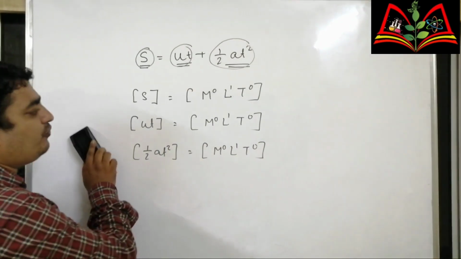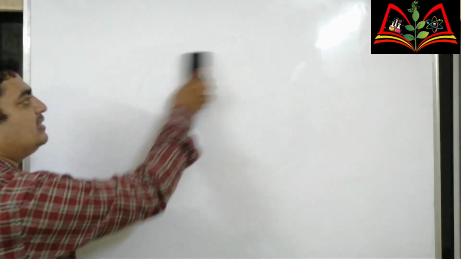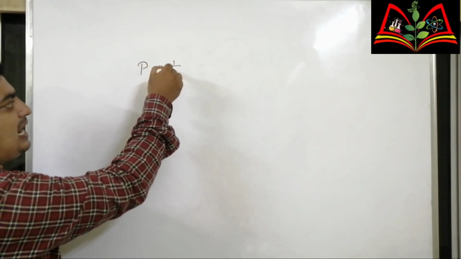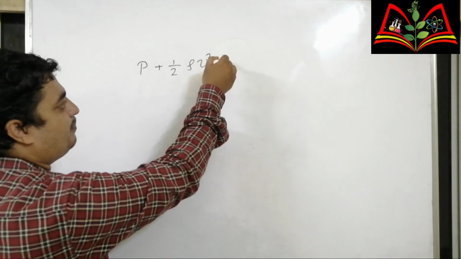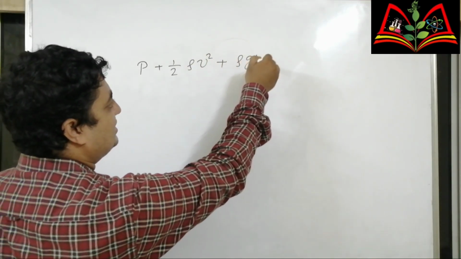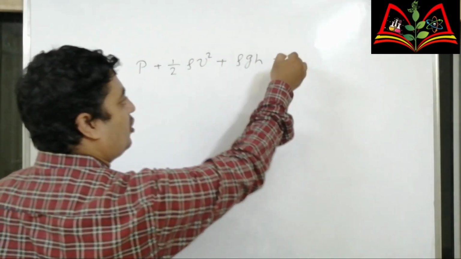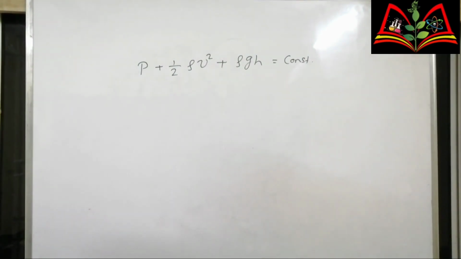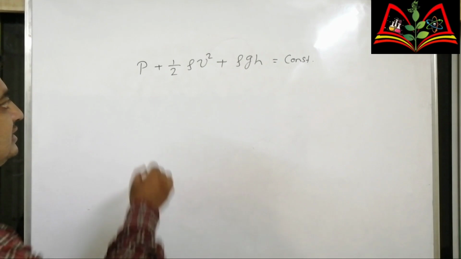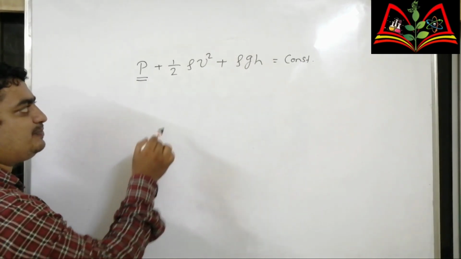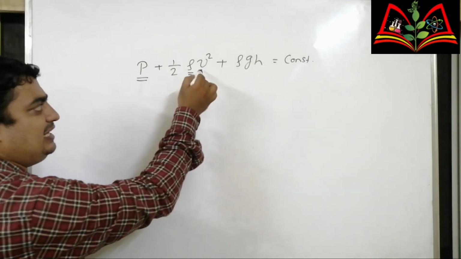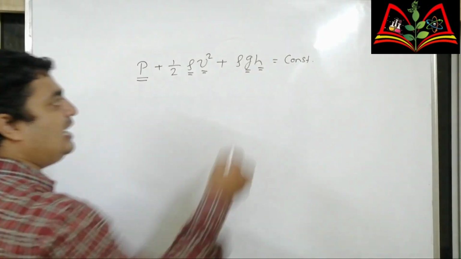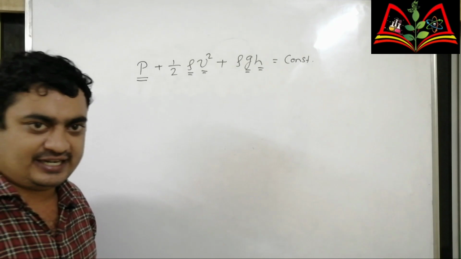Now, we'll go for another example. Check another example: P plus half rho v square plus rho gh equals constant. This is Bernoulli's equation in fluid dynamics. Here P is pressure, rho is density, v is speed, g is acceleration due to gravity, and h is height.